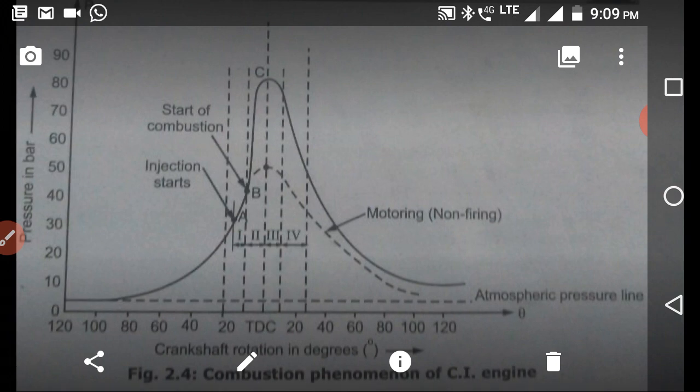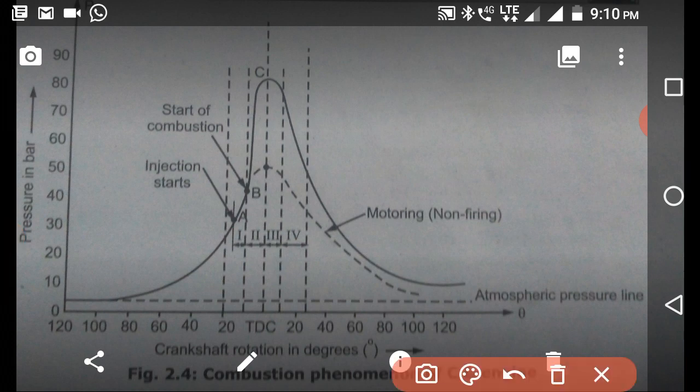So again, here you can see the P-theta diagram for the stages of combustion in the CI engine. Now the process of combustion in the CI engine is quite different from the SI engine. Now again we will draw the cross section of the combustion chamber. So we have drawn the cross section of the combustion chamber.